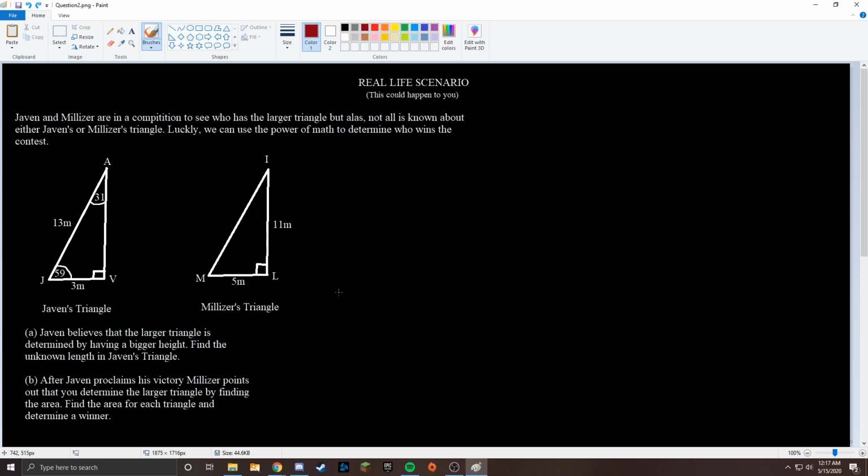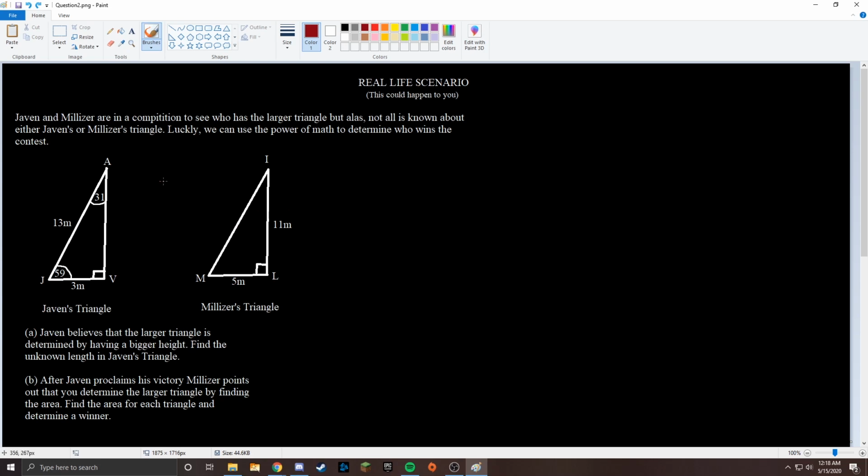Now, before we do that, Great Man once told me that you should read the question ahead because it can help you solve this one. So, after Javen proclaimed his victory, Meliza points out that you determine the larger triangle by finding the area. Find the area for each triangle and determine a winner. So, because Javen apparently won, in his mind, that must have meant that he had a bigger height. So, we know that right here, this length has to be longer than 11 because he thinks he beat Meliza.